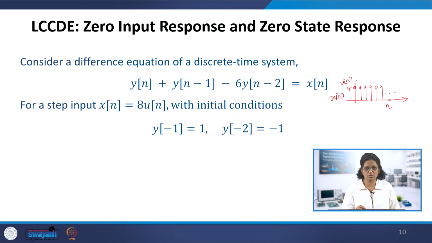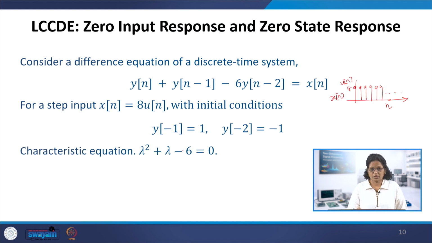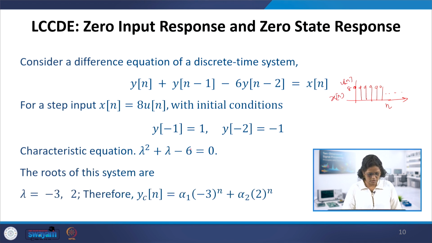For this, how do we find the zero state response and zero input response? The first step is to get the characteristic equation. Substituting y of n equal to lambda power n, you get lambda power n, lambda power n minus 1 and lambda power n minus 2, and taking the common factor lambda power n minus 2, you get lambda square plus lambda minus 6 equal to 0. So the characteristic equation of this difference equation is this. Solving it, the roots are minus 3 and 2. These are distinct roots.